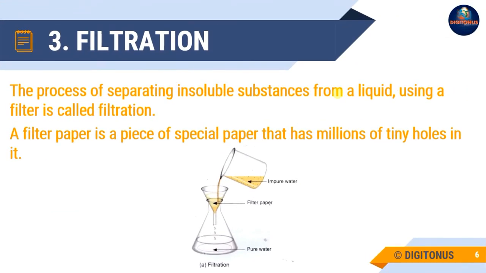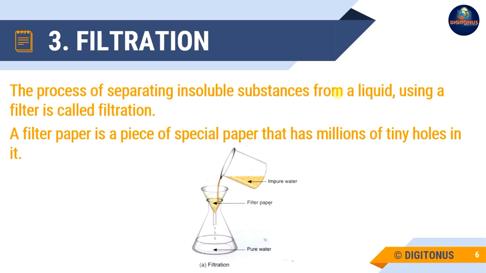Now let us understand the third method, that is filtration. See, filtration is simply the process of separating insoluble substances from a liquid using a filter. You have seen many times, with tea, what we used to do, we pour the prepared tea through a tea strainer. The tea strainer has a wire mesh in it that acts as a filter. The liquid tea passes through the small holes of the tea strainer and collects in the cup kept below.